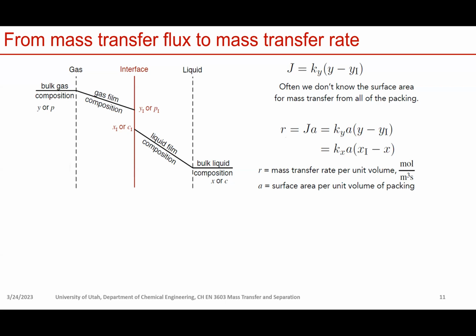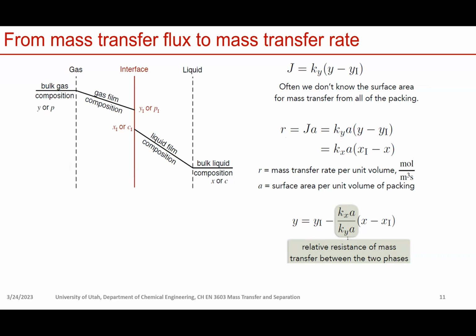Then we can write it down in terms of the driving force in the gas phase and the liquid phase. Okay. Then you can just rearrange this equation. You can write down y as a function of this. Here we have K_x a, that's the mass transfer coefficient in the liquid phase, and K_y a, that's the mass transfer coefficient in the vapor phase, right? Or another way, 1 over K_y a is the mass transfer resistance in the vapor phase, and 1 over K_x a is the mass transfer resistance in the liquid phase. Okay, so this ratio is the relative resistance of mass transfer between the two phases.